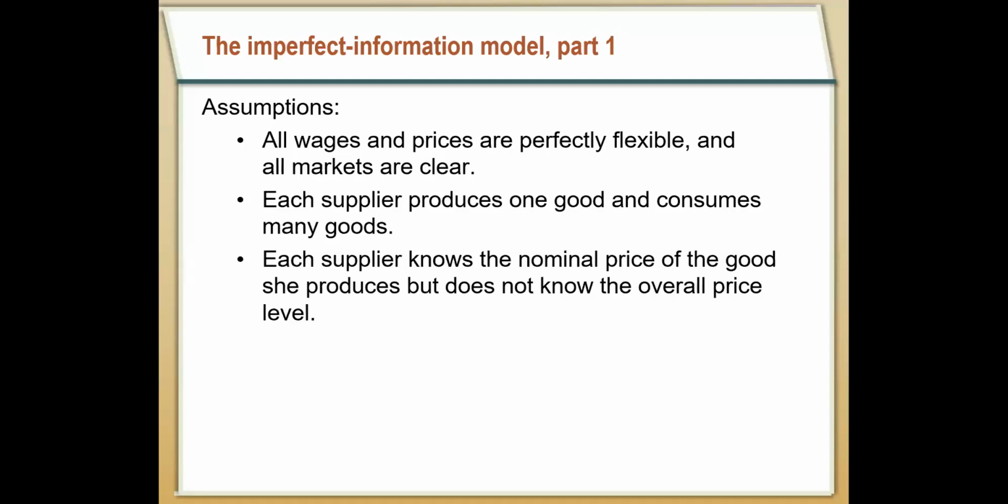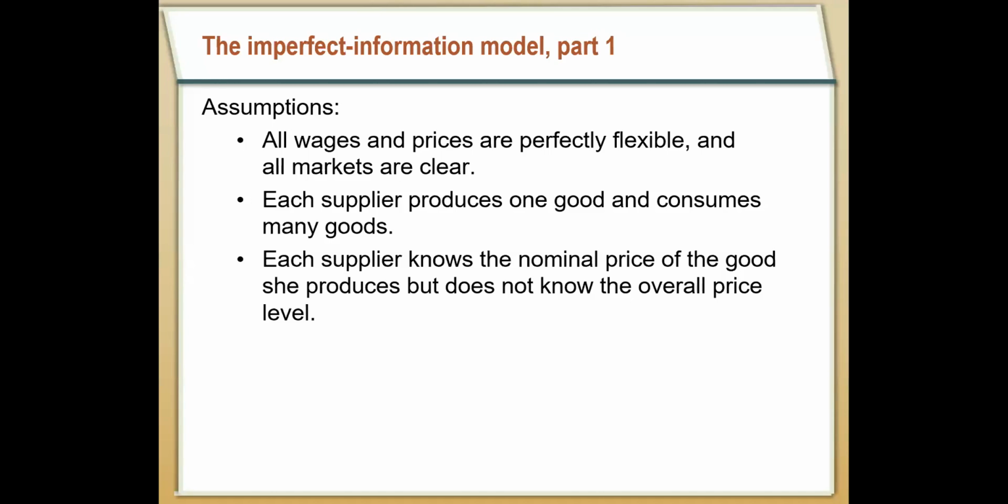So we just saw how we can get from the assumption of sticky prices to our short-run aggregate supply curve. In this video, we're going to change a bunch of those same assumptions and actually still get to the same short-run aggregate supply curve. We're now going to assume in this imperfect information model that all prices are completely flexible, that firms can increase and decrease prices as they need to, and thus all markets are able to clear. We're also going to assume that every supplier only produces one good, but everybody can consume many goods.